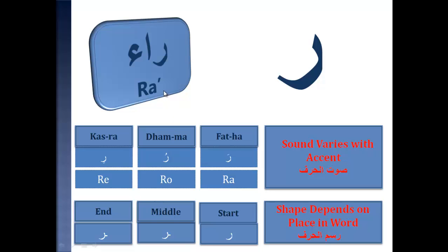The next letter is ra. The three basic sounds are ra, ru, and ri. Ra does not connect to the letters after it, so similar to the dal and dhal, it keeps its shape in the word, whether it's in the beginning, the middle, or the end.